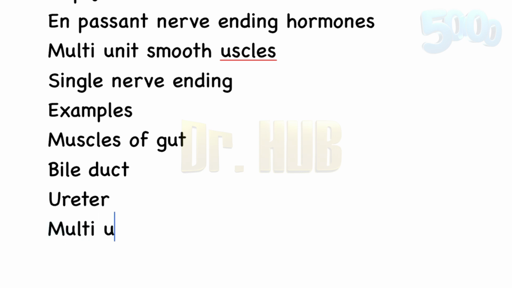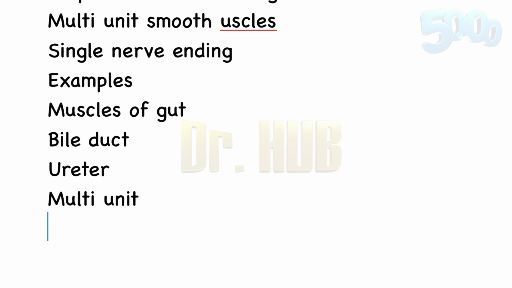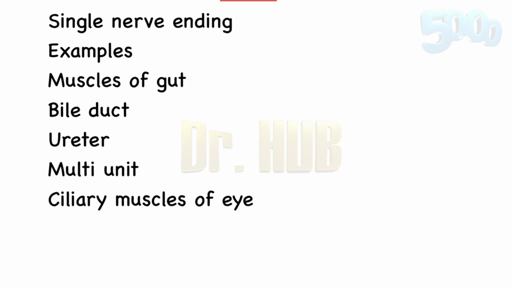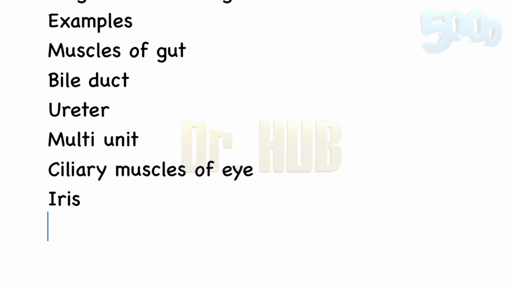Now when you look at the multi-unit, the examples include the ciliary muscles of the eye, the iris, as well as the piloerector muscles and the arterioles. The blood vessels have both unitary as well as multi-unit smooth muscles.